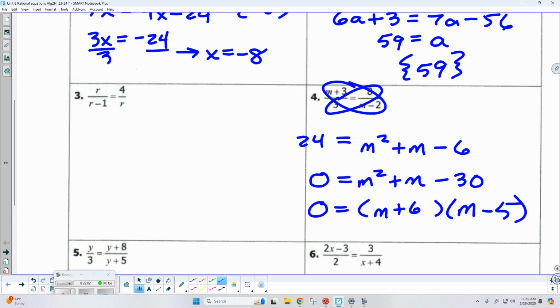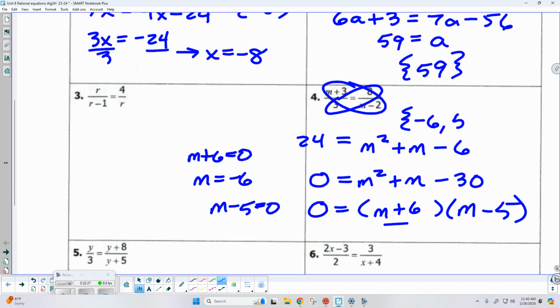Okay. Now, you may not remember the name, but how does this help me find my answers? We said each one equal to 0. Okay. So if the first one, m plus 6, equals 0, well, then I got negative 6. And remember, yesterday we were writing these in a little set. So negative 6 and the other one, m minus 5. If m minus 5 equals 0, well, then m equals plus 5.